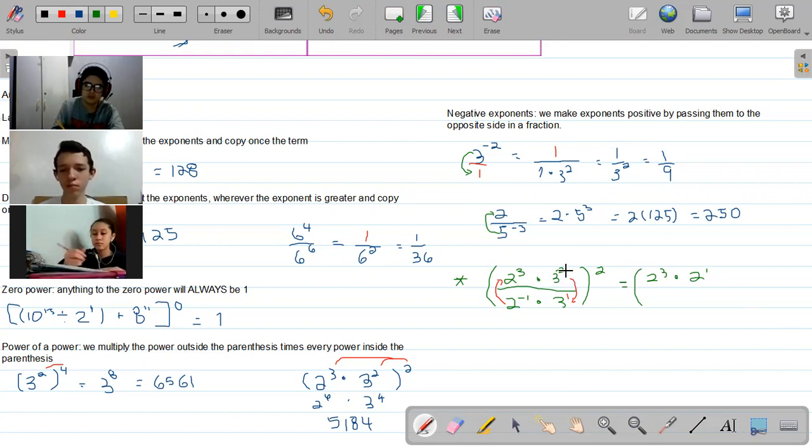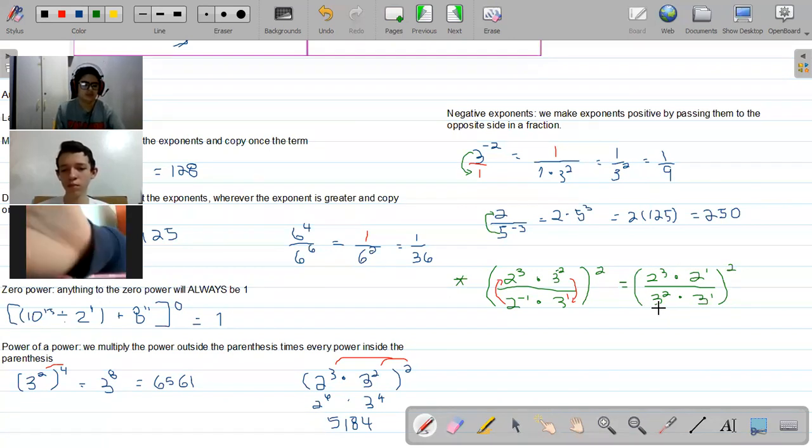Then this is negative, so I'm moving that down to the denominator, 3 to the 2nd power times, and I have already a 3 to the 1 power over there. So 3 to the 1 power and everything to the square. Now I have multiplication of same bases. I can multiply them right there. Okay, so I can have now 2 to the cube times 2 to the 1 power.